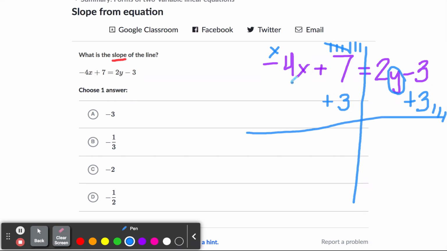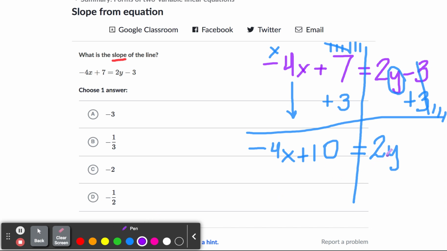So my -4x, that just comes down. My 7 plus 3 becomes plus 10. Over here, this -3 plus 3 cancels out, and all I'm left with is my 2y. Am I done? Well, the question to ask ourselves, is the y alone?